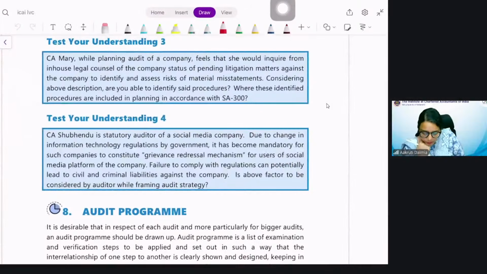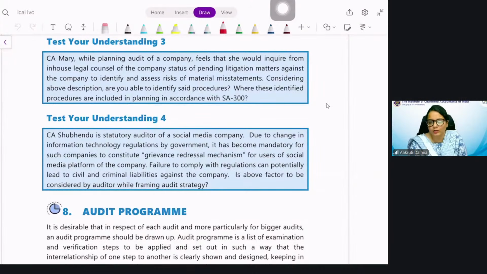C.A. Shubhendu is statutory auditor of a social media company. Due to change in IT regulations by government, it has become mandatory for such companies to constitute grievance redressal mechanisms for users of social media platform of the company. Failure to comply with regulations can potentially lead to civil and criminal liabilities against a company. Is above factor to be considered by auditor while framing audit strategy?